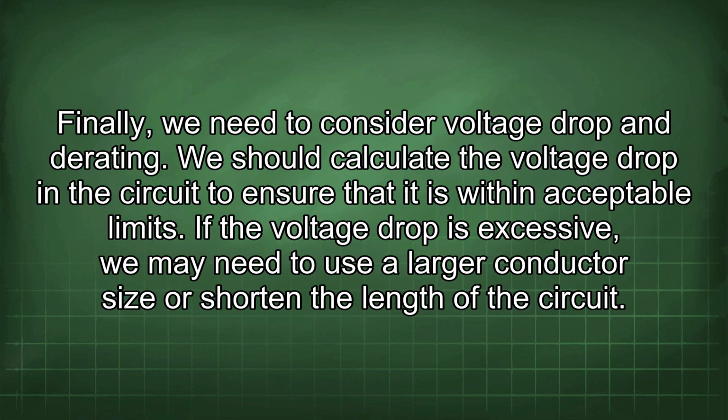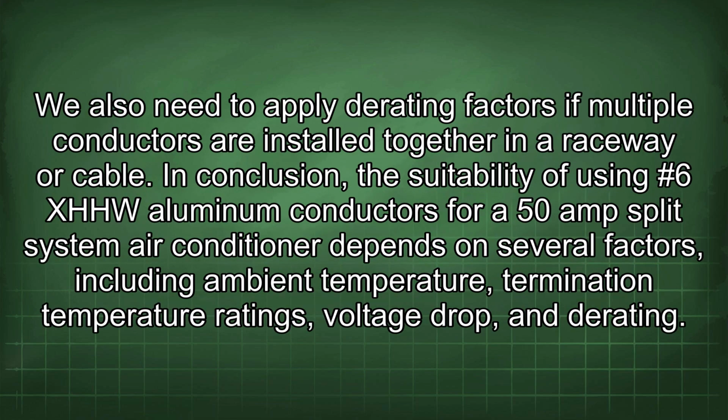Finally, we need to consider voltage drop and derating. We should calculate the voltage drop in the circuit to ensure that it is within acceptable limits. If the voltage drop is excessive, we may need to use a larger conductor size or shorten the length of the circuit. We also need to apply derating factors if multiple conductors are installed together in a raceway or cable.